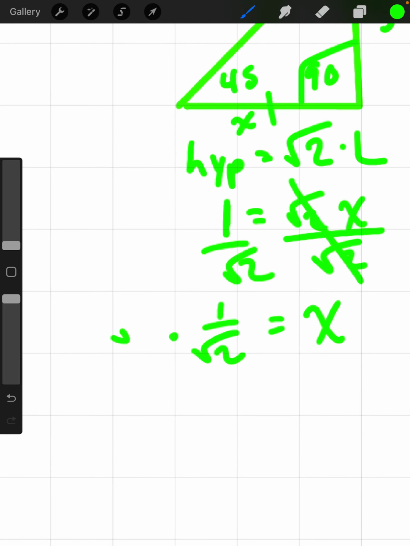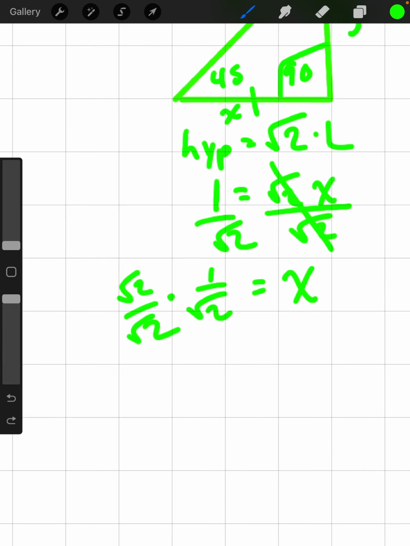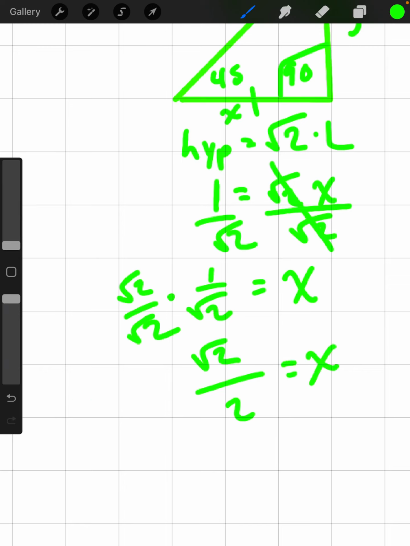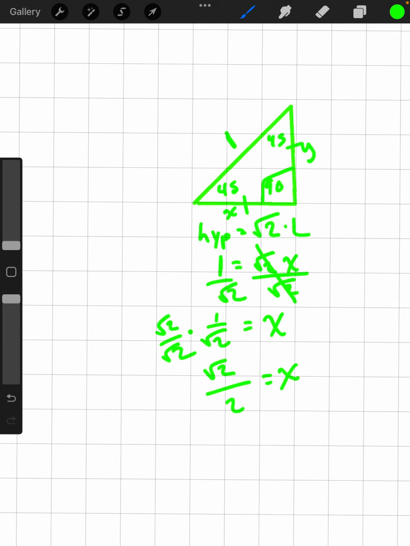So instead, we do a process called rationalizing the denominator, which means we multiply by whatever's in the denominator. So square root of 2 over square root of 2, which still is equal to 1. Anything divided by itself is 1. So we're not changing the value, we're just rearranging it. So square root of 2 times 1 would give us square root of 2 in our numerator. Square root of 2 times square root of 2 would be square root of 4, which we know is just 2. So our x value is square root of 2 over 2.